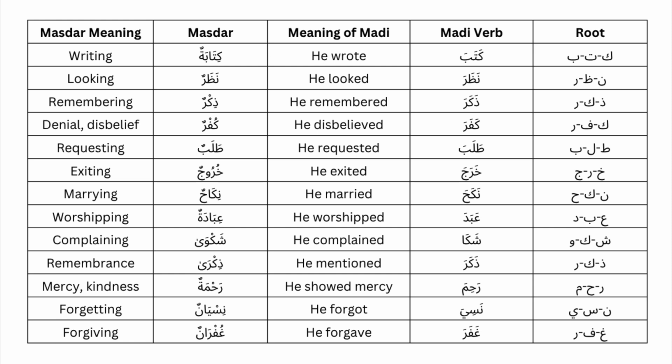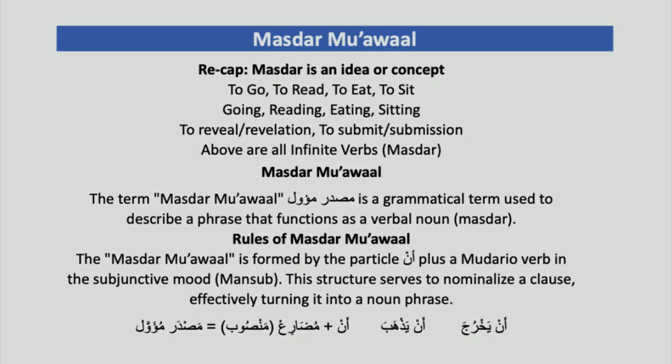Before we understand this, let us quickly remind ourselves what a Masdar is. A Masdar is simply the idea or concept of an action. In English, we express this in different ways, such as to go, to read, to eat, or to sit. We can also express the same idea using forms like going, reading, eating, or even words like submission or revelation. All of these are ways of expressing an action as an idea.